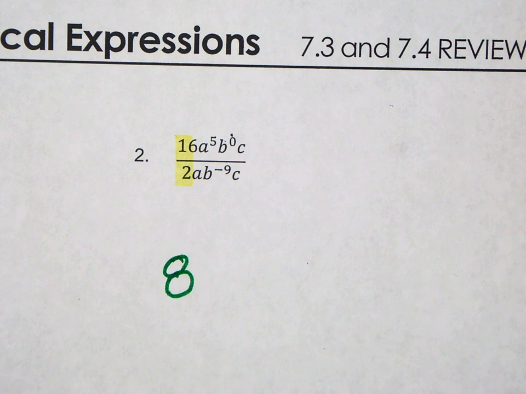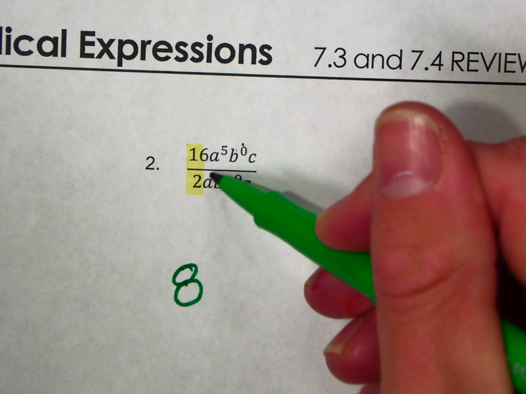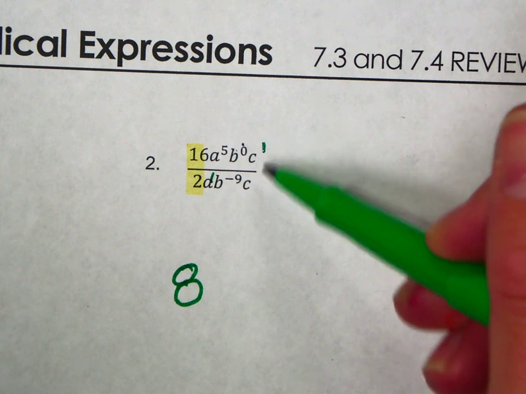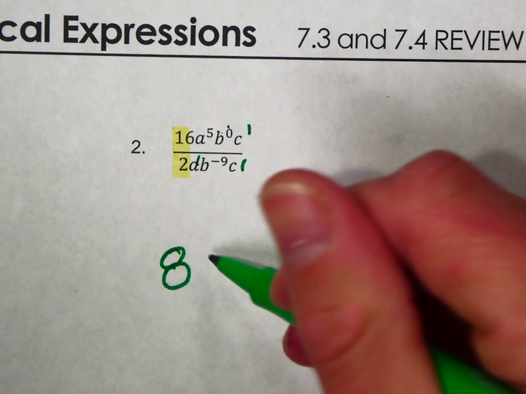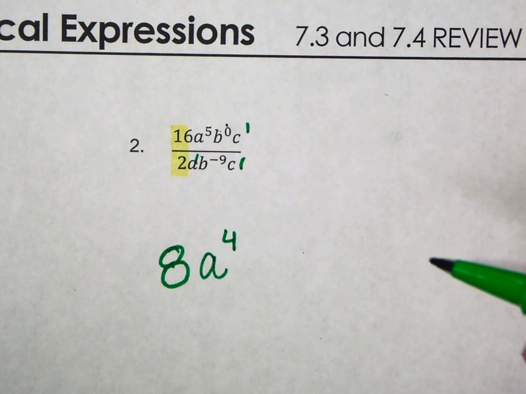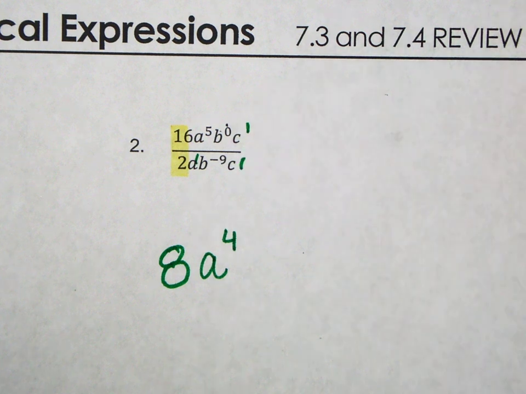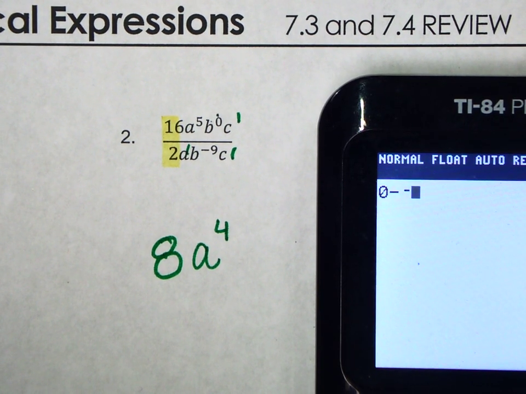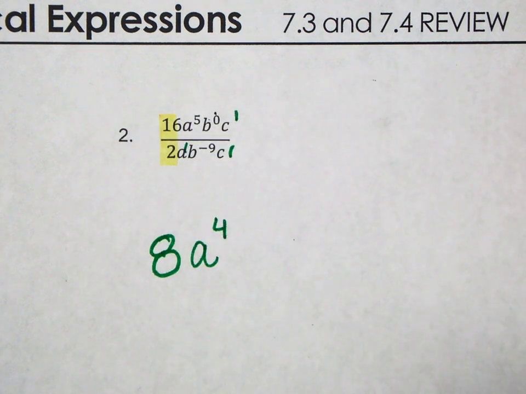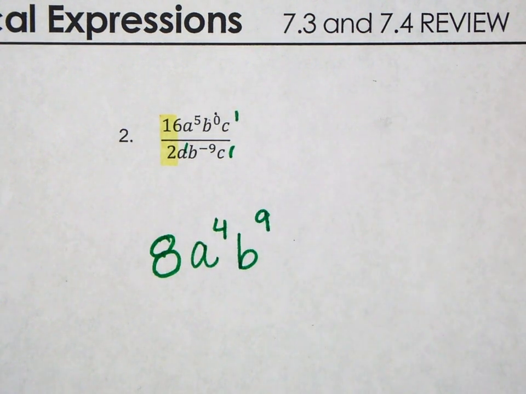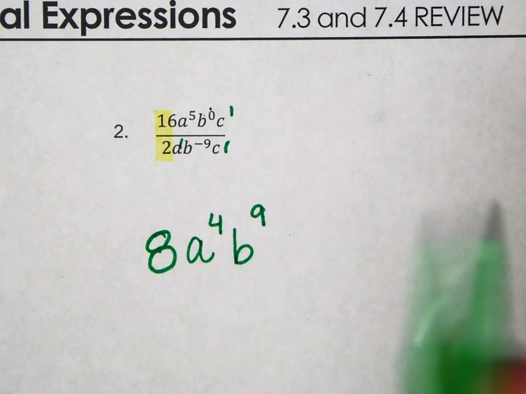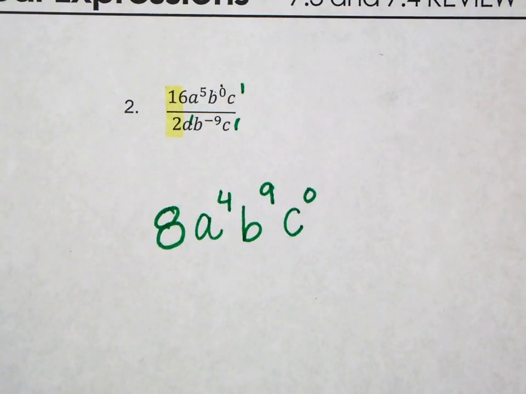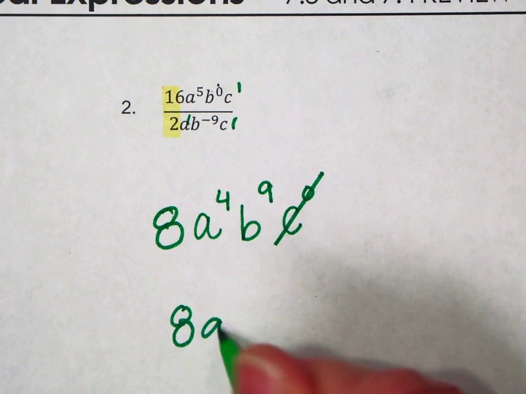Well, when you're dividing, you subtract your exponents. And so I'm going to put a little understood 1 with that A and an understood 1 with the C's. All right, so 5 minus 1 is going to be A^4. And 0 minus negative 9, well, if you have to do that in the calculator, 0 minus negative 9 is going to be positive 9. And then 1 minus 1, which is 0. Well, remember, anything to the 0 power is that understood 1, so we are not going to write that. I'm just going to write 8A^4B^9.